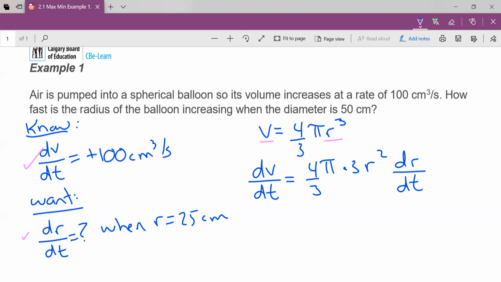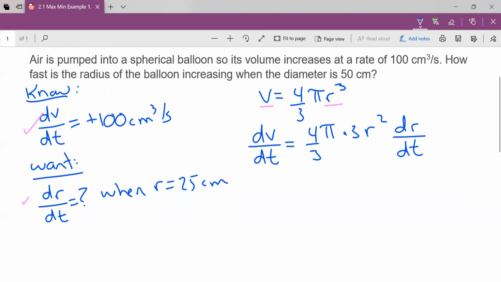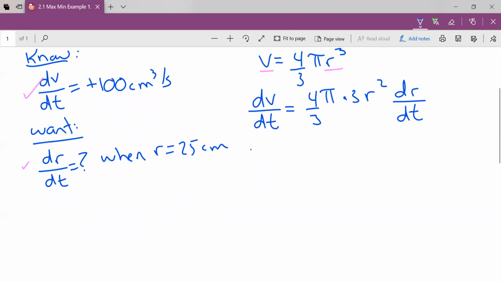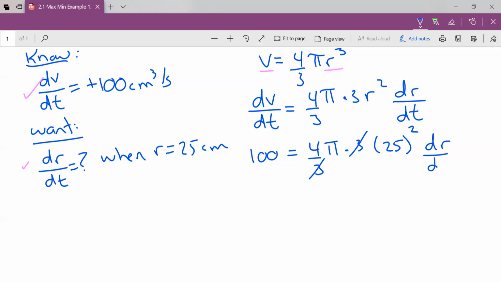Now what I'm going to do, friends, is simply start subbing in what I know. I'm not going to include my units, right? That's science class's problem. Times, well, here is where I input the radius. Notice I didn't put it in the original formula because the radius is changing. It's dynamic, it's constantly changing. So I don't sub in that 25 until after I've taken the derivative.